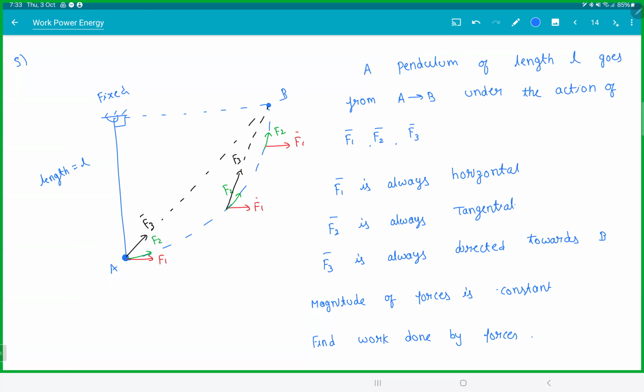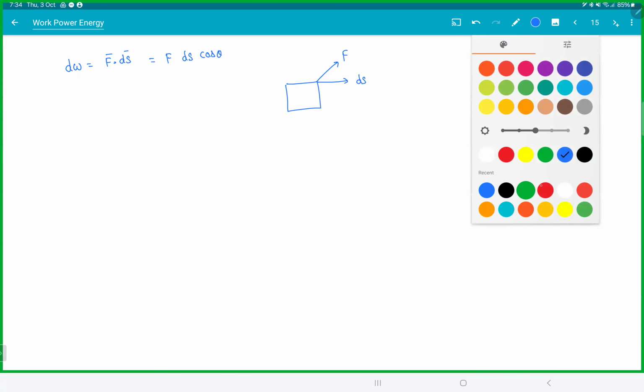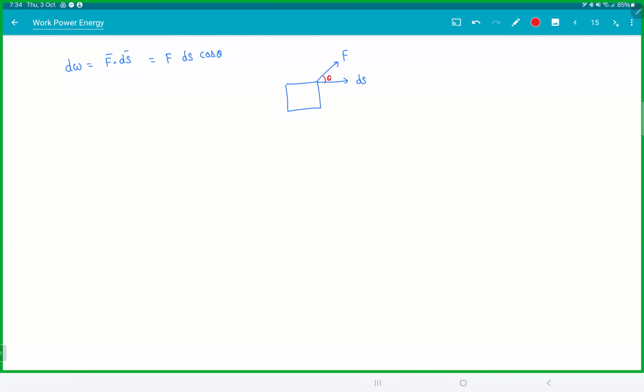Now, what I will do is manipulate that formula a bit. The work done, if we take small work done, will be F bar dot ds. So this can be written as F ds cos theta. Now, there are two ways you can interpret this. The one which you did in your school level was this. We took F and ds and this cos theta. This is what we did.